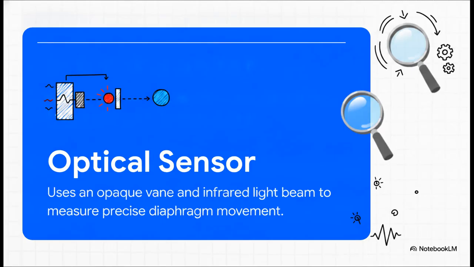Finally, we have the optical sensor. This setup uses an opaque vane mounted directly onto a diaphragm, moving right in front of an infrared LED light beam. As pressure shifts the diaphragm, that vane physically disturbs the light hitting a measuring diode. Because optical sensors need barely any movement to get an accurate reading, and because there are literally no physical linkages to wear out over time, they offer incredible precision with negligible hysteresis.